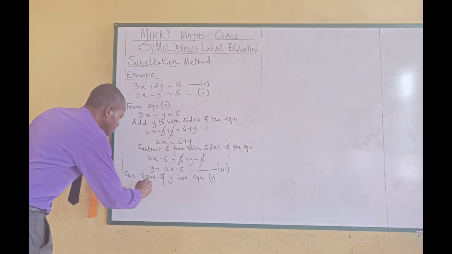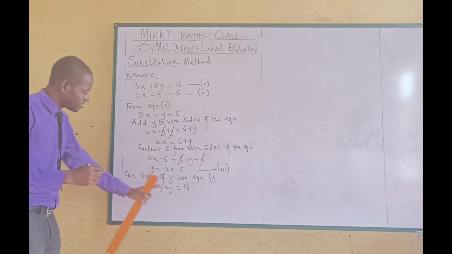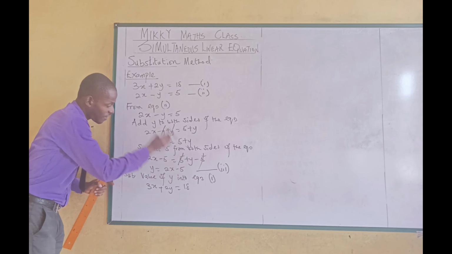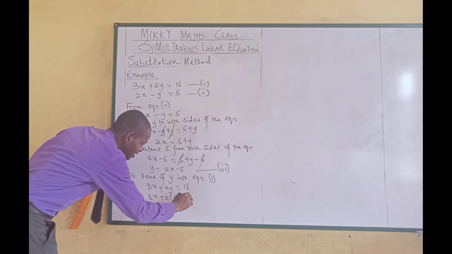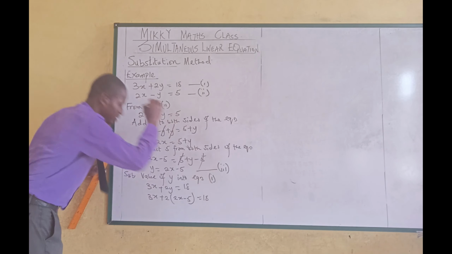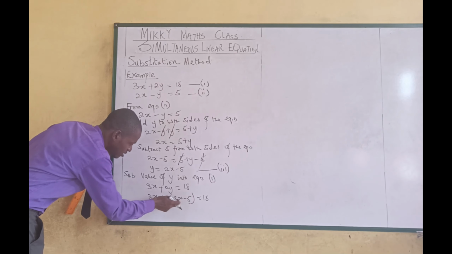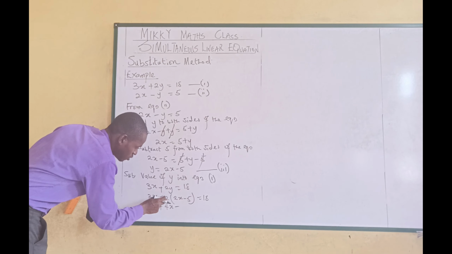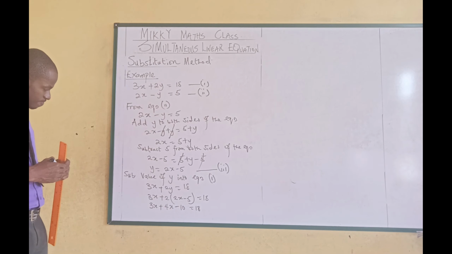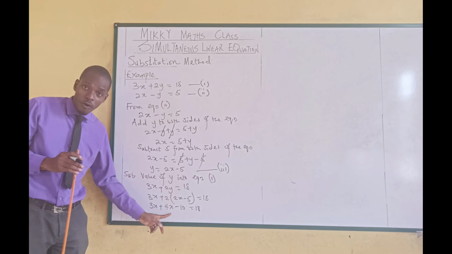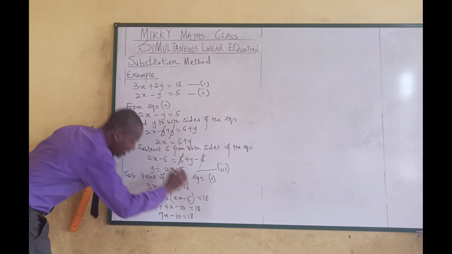Now, equation 1 is 3x plus 2y equals 18. So wherever I see my y, I put 2x minus 5. So this is 3x plus 2 into bracket 2x minus 5 equals 18. Now let's solve the algebraic equation. So this becomes 3x plus 2 times 2x, that's 4x, minus 2 times minus 5, that's minus 10, equals 18. Now, 3x plus 4x, that's 7x, minus 10 equals 18.